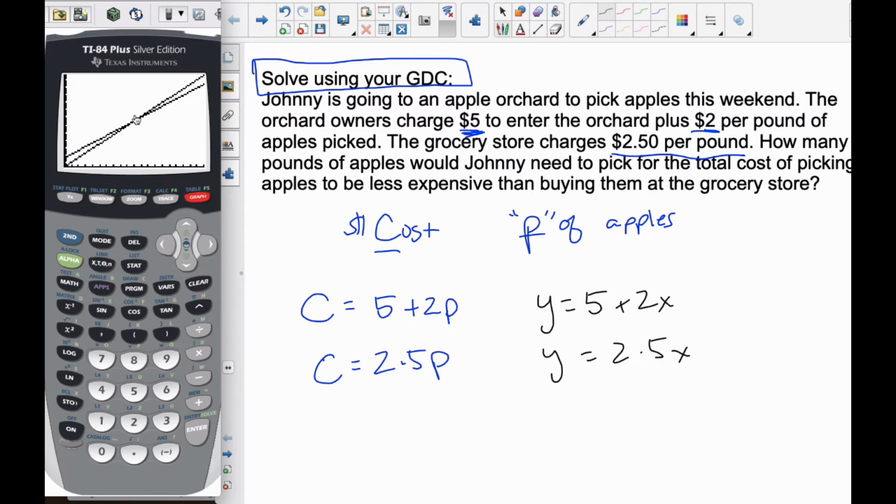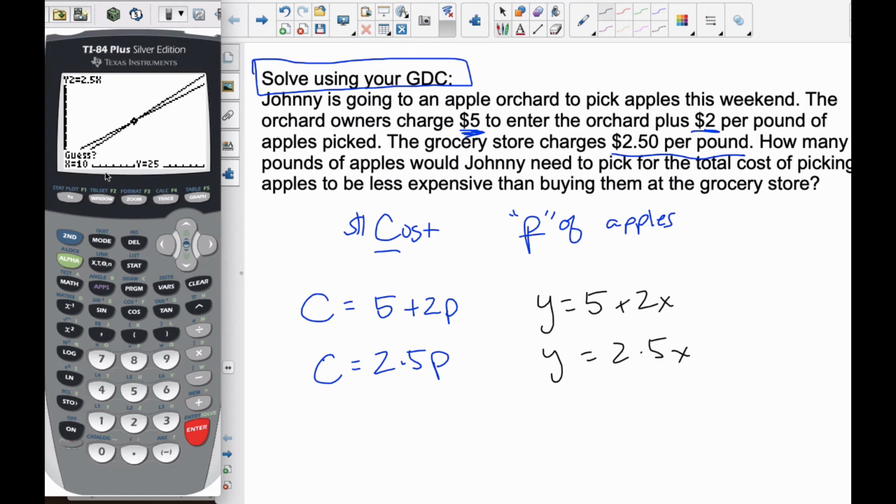We'll graph it. What a great graph this is. Here's my point of intersection. If I go to my calculate menu, the blue one, wherever it's blue, it means I have to hit second first. I go calculate, and I want to find the intersection, number 5. It's asking me, first curve? Is that the first equation? Yes, so I hit enter. Is this the second equation? Yes. And then it asks me for the guess.